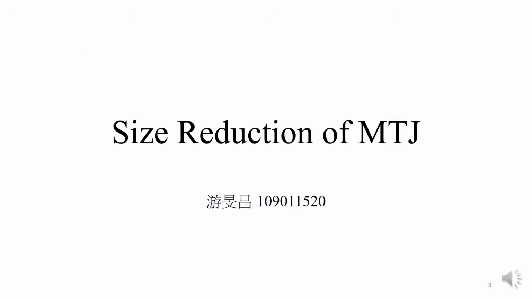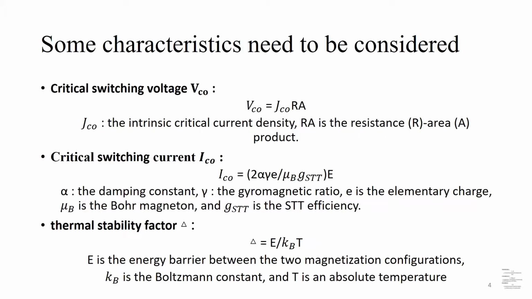And this is my part, size reduction of MTJ. First I'm going to introduce some characteristics that need to be considered when we scale down the MTJ. The first one is critical switching voltage. RA is the resistance-area product, and it increases exponentially with the thickness of the insulating tunnel barrier.